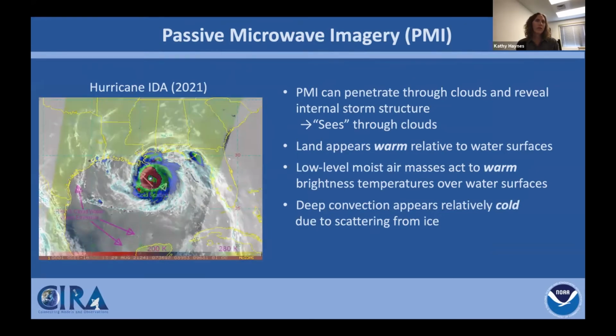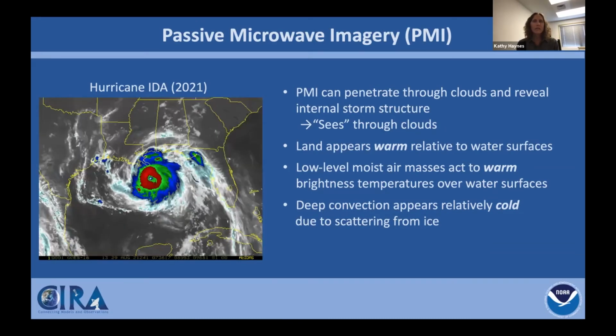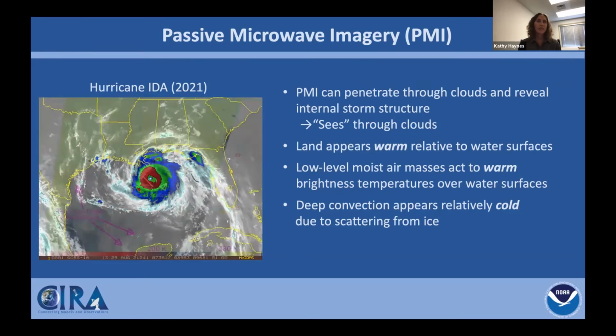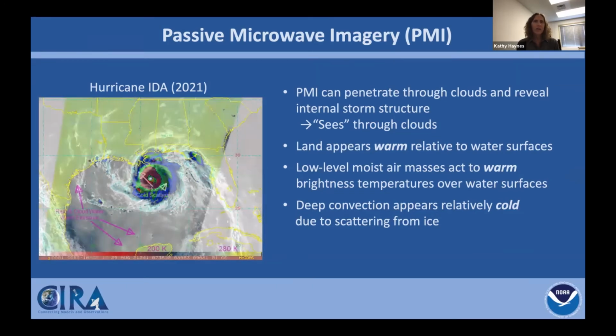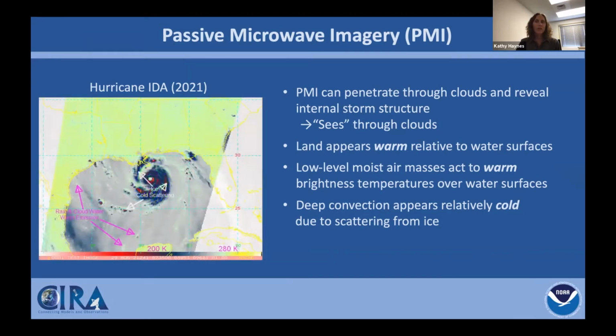So as we look at this example on the left, we'll see it fading from infrared imagery to microwave imagery. And we can see that the microwave imagery is able to see the internal structure of this tropical cyclone. In the microwave imagery, the land appears warm relative to the water surfaces, so it appears this green color. And then along with that, low-level moist air masses act to warm brightness temperatures of the water surfaces. So there we can actually see the rain and cloud water emissions that are occurring. And then in contrast to that, we can see that the deep convection appears relatively cold, and this is due to scattering from ice. So that allows us to reveal some of the internal convective structures that are occurring in this tropical storm.